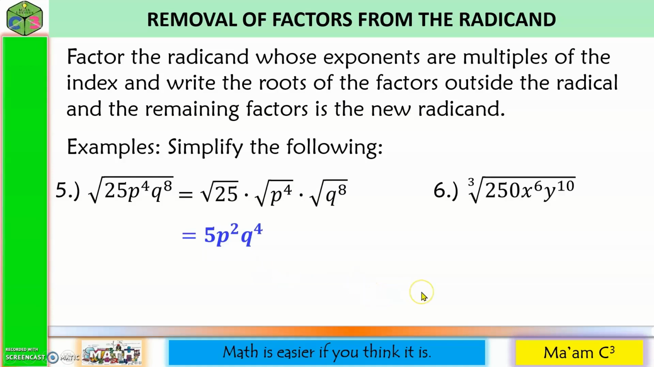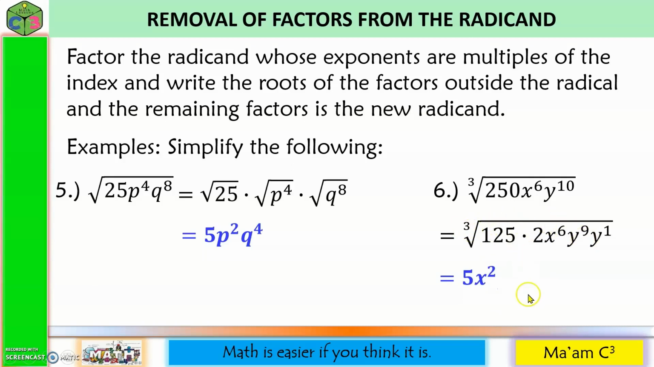Next one, cube root of 250 x to the 6 y to the 10th. So, let me rewrite this. 125 times 2 is 250. And then x to the 6 remains x to the 6 because 6 is divisible by 3. And then y to the 10th, I made it y to the 9th and y to the 1st power because 9 is divisible by 3. So the cube root of 125 is 5. Then 6 divided by 3 is 2, so I have x squared. And then 9 divided by 3 is 3, so I have y cubed. What remains are 2 and y to the 1st power. That will be the new radicand. So cube root of 2y.